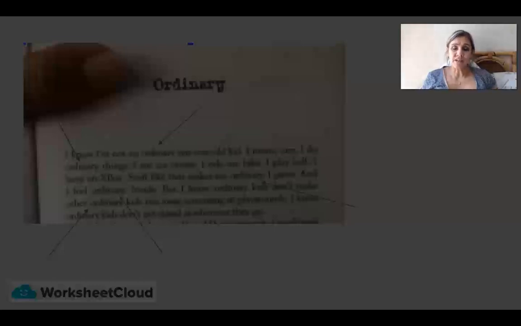And I feel ordinary inside. But I know ordinary kids don't make other ordinary kids run away screaming in the playgrounds. I know ordinary kids don't get stared at wherever they go. So do you see the keyword ordinary is used a few times? I think it's to emphasize the fact that he obviously would love to be ordinary, but he's not. Yes, he does ordinary things, and on the inside he feels ordinary, but on the outside he's not. And obviously his family doesn't treat him as if he's ordinary.